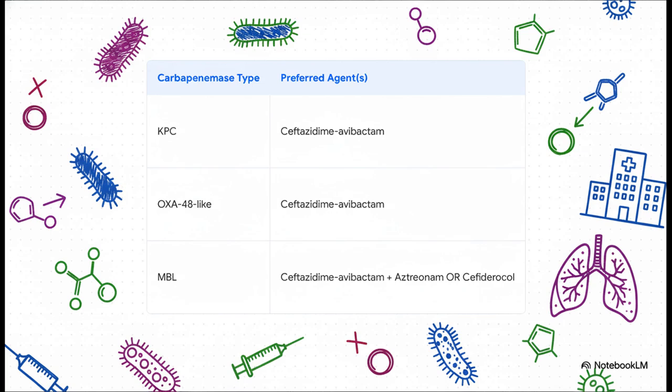Now, when you're dealing with carbapenem-resistant Klebsiella pneumoniae, you have to know what kind of resistance mechanism you're up against. Newer drugs like ceftazidime-avibactam work great for KPC and OXA-48 producers. But the MBLs, the metallo-beta-lactamases, those are the toughest nuts to crack. They often need these complex combination therapies or brand new agents just to have a chance.